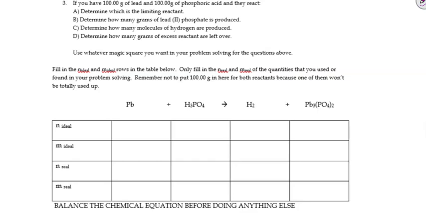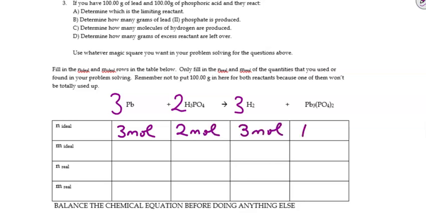Question 3 is obviously a little more involved. So 3 of lead, 2 of phosphoric acid. It's going to produce 3 of hydrogen and 1 of lead 2 phosphate. So 3 moles, 2 moles, 3 moles, 1 mole. Now, in this case, the request was that you fill in both of these rows. So you have all that information.